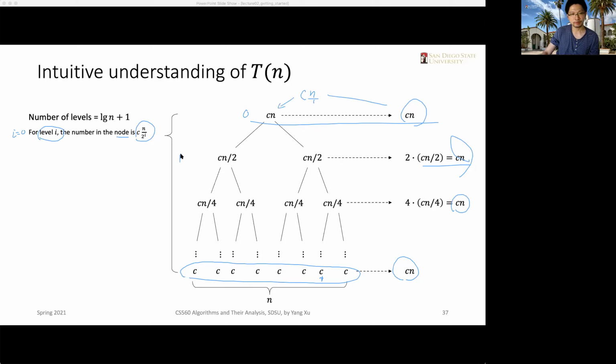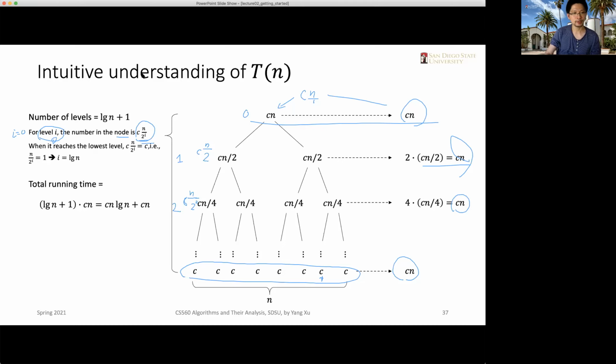And for this level 1, the number is C times n divided by 2 to the power of 1. And for level 2, it's C times n divided by 2 to the power of 2, right? So that is the truth we can observe. So for level i, we can have the number in the nodes as follows.